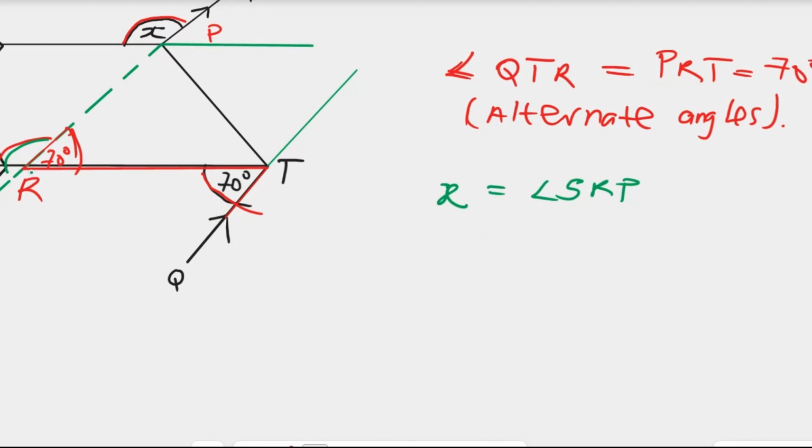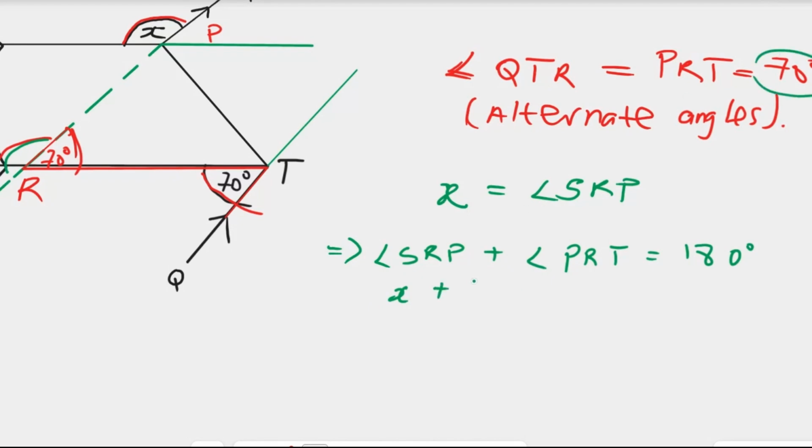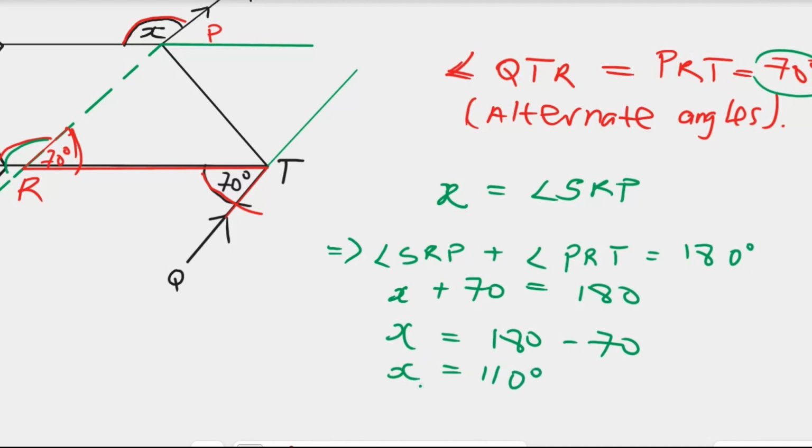Angle SRP, which is x, and 70, they form angles on a straight line. So this implies that angle SRP plus angle PRT is equal to 180 degrees. So angle SRP is x, so that is this one, plus angle PRT, that is this one, 70, is equal to 180. So x is equal to 180 minus 70. So x is equal to 110 degrees. So that is how we can find the value of x.